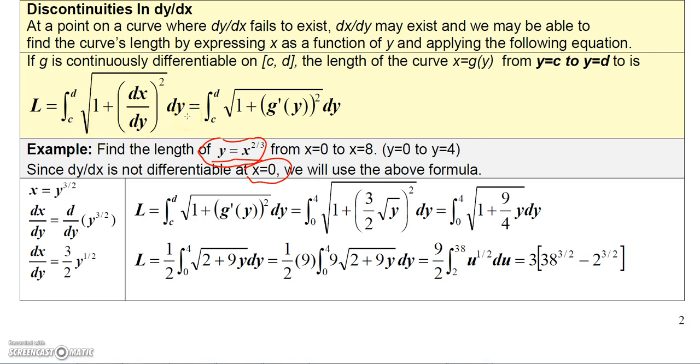So what we could do is use another formula, this formula up here, where we integrate along the y-axis. If you use that formula, then you would solve for x in terms of y, and then take the derivative of x with respect to y, and that would give me 3/2 y to the 1/2. And then I would just integrate from c to d, which would be from 0 to 4 on the y-axis, of the square root of 1 plus (dx over dy) quantity squared.